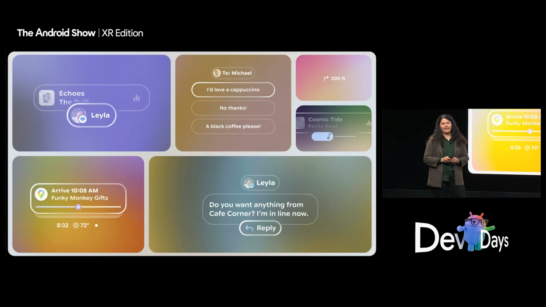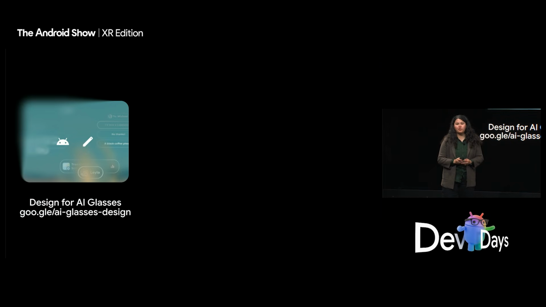So today we dove deep into the principles of Jetpack Compose Glimmer, what went behind designing a system for display AI glasses, and highlighted a few of the UI building blocks that are available for you to build augmented experiences. To help you get started, we're releasing design guidelines and developer documentation on developer.android.com/XR to build beautiful augmented glasses UI experiences.